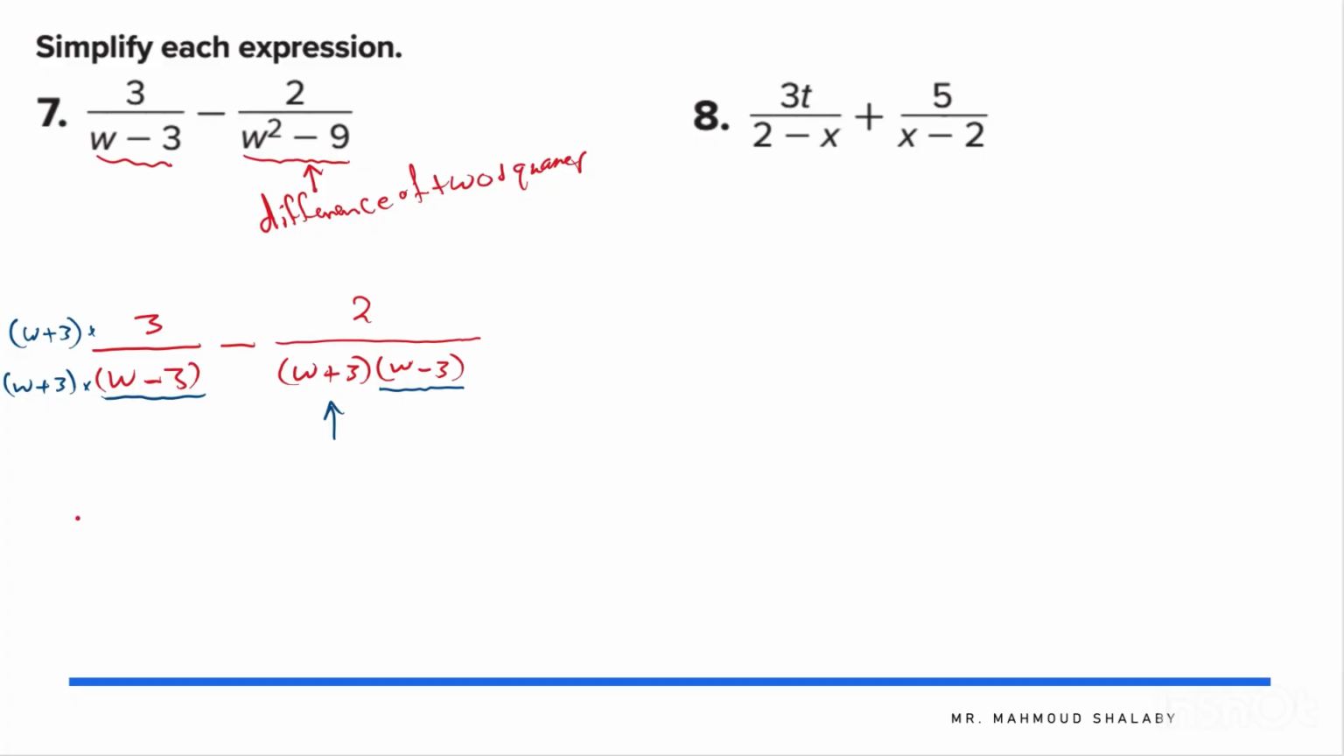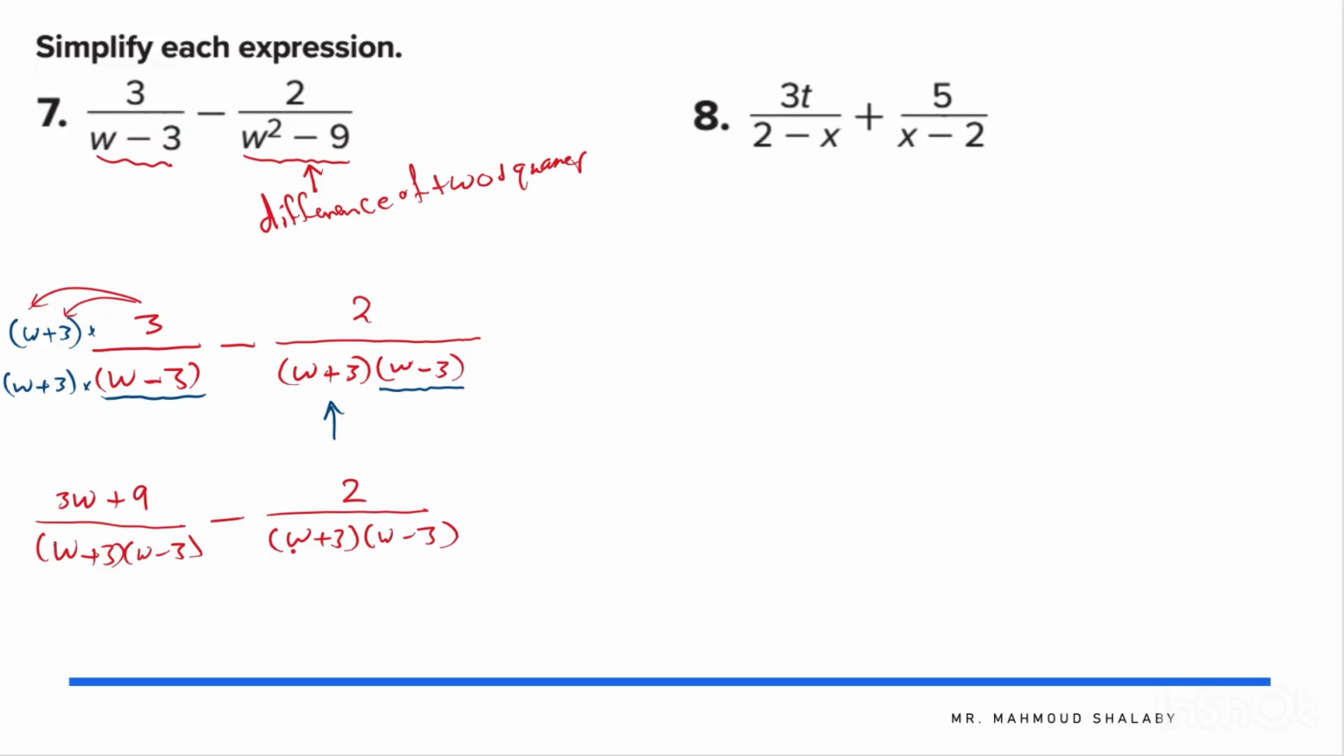Now we will have two new fractions. I will multiply 3 by this bracket. When we multiply a 3 by a bracket, we will multiply over the bracket, so it will be 3 multiply w is 3w, 3 multiply 3 is positive 9, and in the denominator I will not expand this one, sorry, I still insist it's a w, so w plus 3 multiplied by w minus 3, here the same thing, w plus 3, w minus 3, and we have a 2.